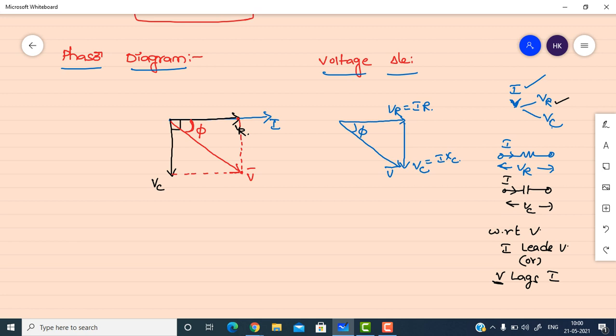Why am I not writing j here? What is the importance of j? The j operator is used to represent that two quantities are perpendicular with each other. Already we are showing these two are perpendicular. Then no need to write here. While representing mathematically, you have to write j. But while drawing the phasor, no need to represent that j. The j is nothing but 90 degrees.